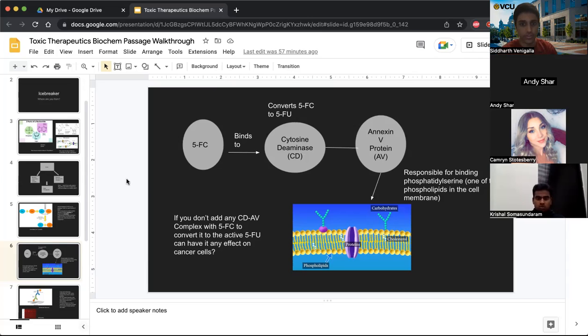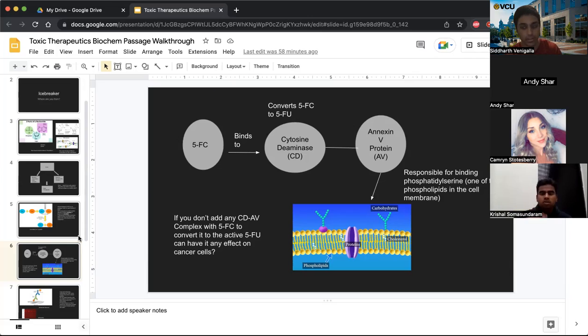So the whole point, if you think about it, is that we want to send the inactive form to the cells we want dead, and only when the inactive form is at those cells will we convert it to the active form so it can start acting. We're choosing which cells we send it to, and we choose those cells based on the CD-AV complex.